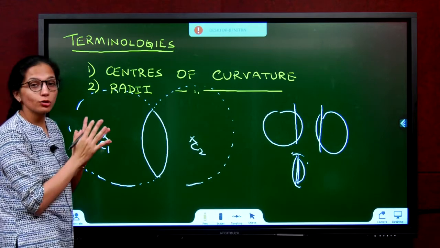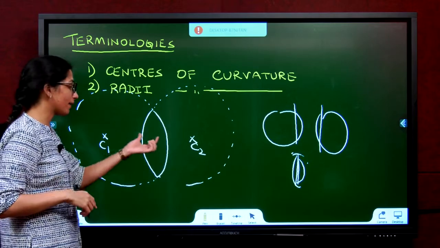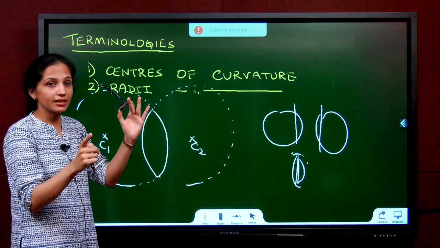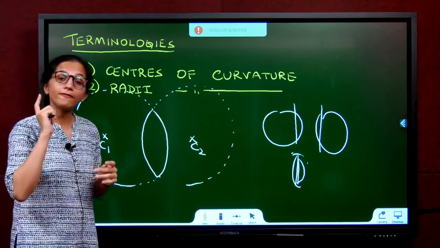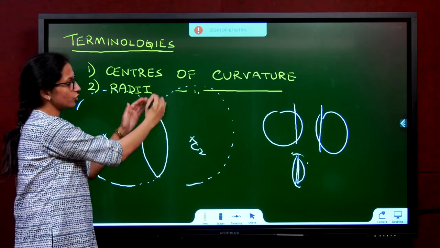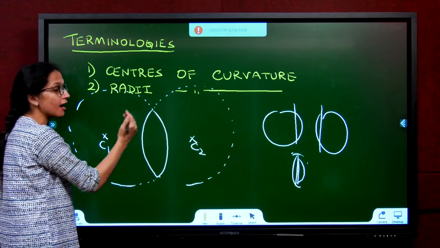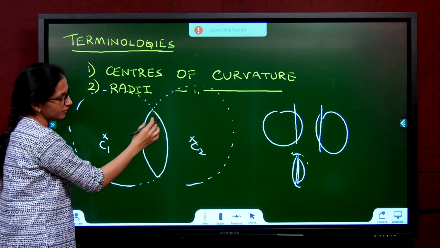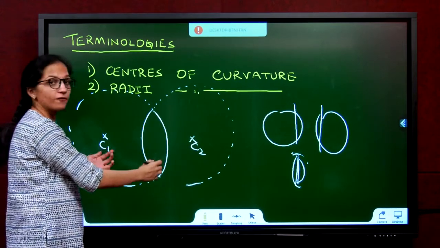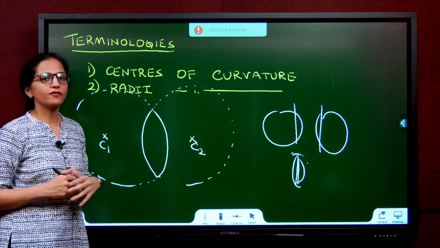So, a lens is bound by two spherical surfaces. Each of these refracting surfaces, this is refracting. Why? Because it's glass. So, if light enters this, it's coming out from here. Refraction is taking place. Whereas in mirrors, reflection is taking place. So, be very careful. The centers of those spheres of which the refracting surfaces form a part, they are a part of some sphere, is called the centers of curvature.